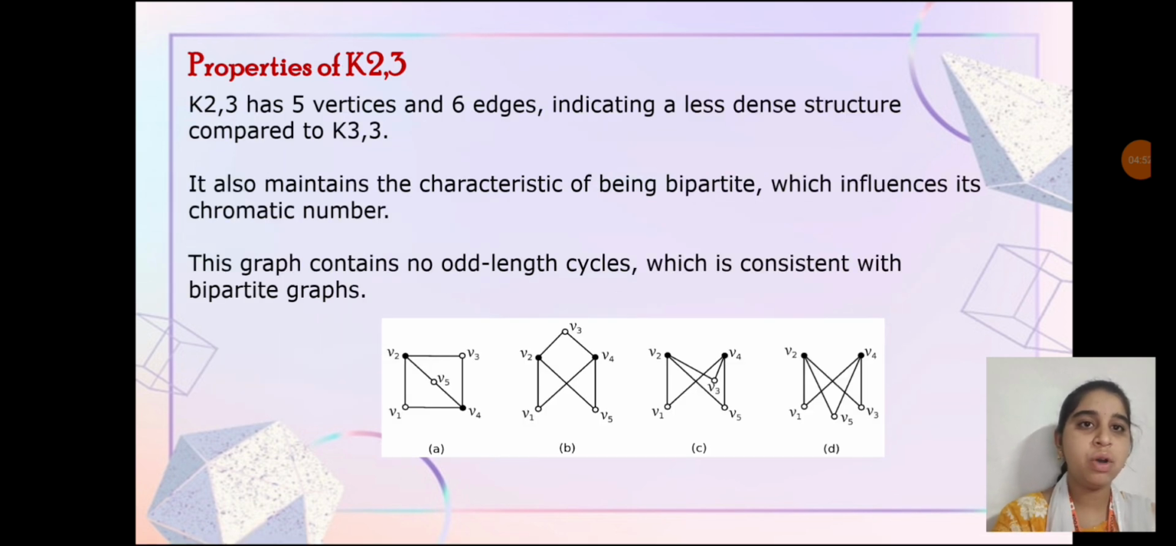Properties of K23. K23 has 5 vertices and 6 edges, indicating a less dense structure compared to K33. It also maintains the characteristic of being bipartite, which influences its chromatic number. This graph contains no odd length cycles, which is consistent with bipartite graphs.